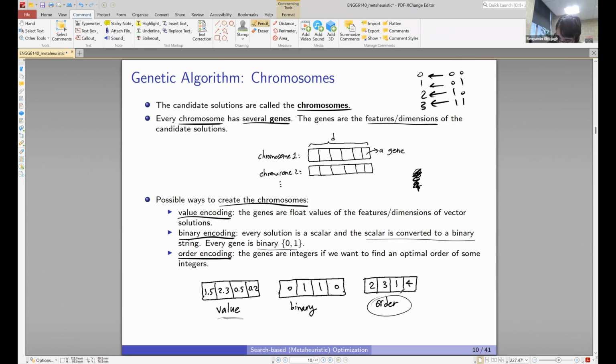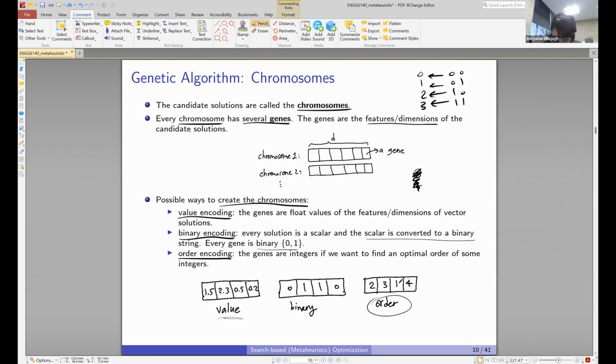Also, we might have order in some optimization problems. We might want to find the best order of something. In this case, each permutation of the genes can show some specific order, for example, 2, 3, 1, 4, or 1, 2, 4, 3, something like that. And the number of genes is the number of samples in the sequence of order, right?